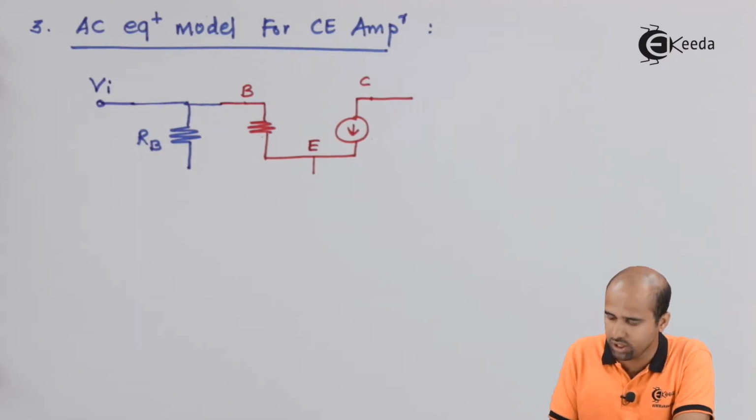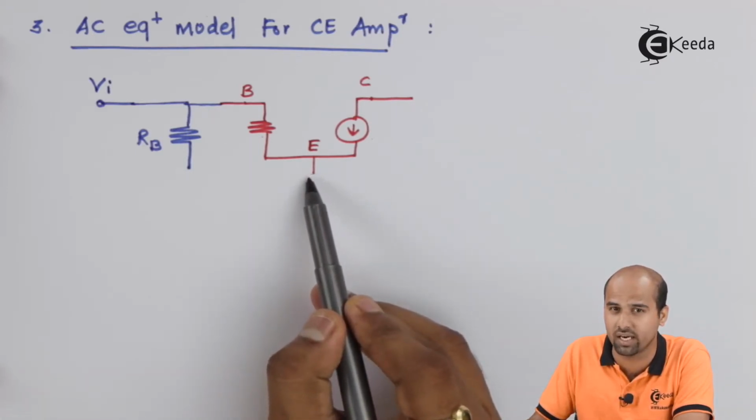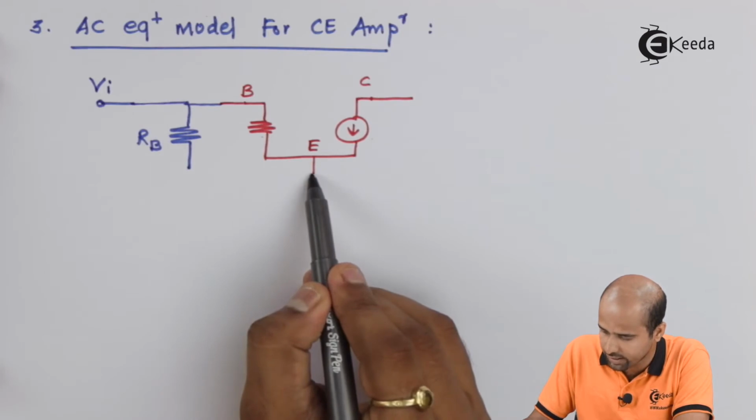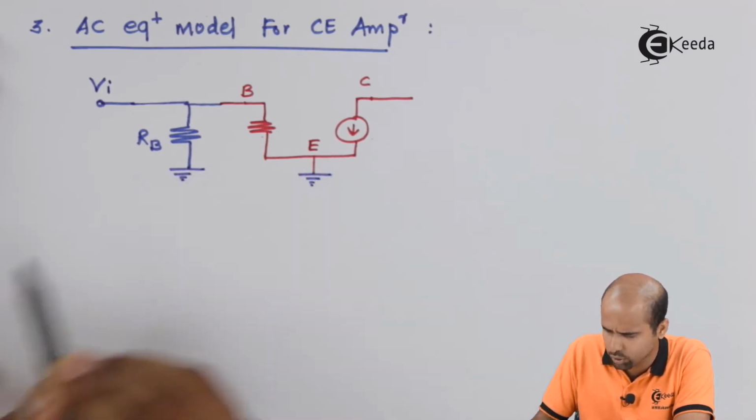This is nothing but your input voltage, that is VI. This is all about the base side. What about the emitter side? Emitter is already connected to ground in the AC analysis, right? So we will directly connect it to ground. This is also connected to ground.